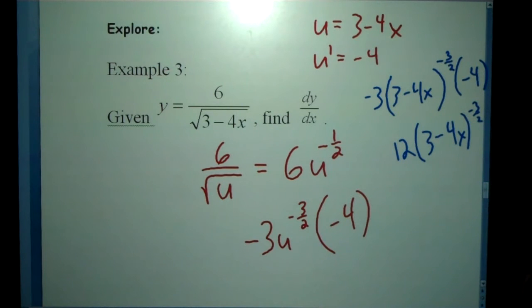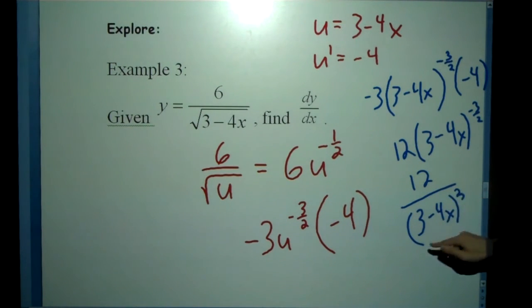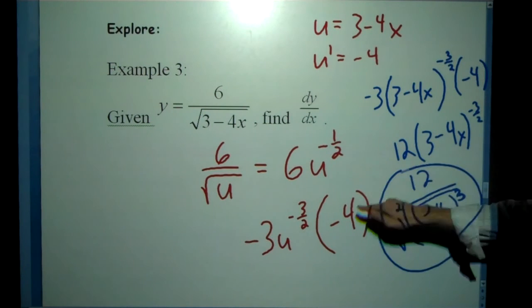Negative means it's going in the denominator, so I'm going to have 12 over 3 minus 4x quantity cubed, and then there's a 2 there, so we can square root the whole thing. So that's a 3 here. So I have 12 divided by the square root of 3 minus 4x quantity cubed. Chain rule.